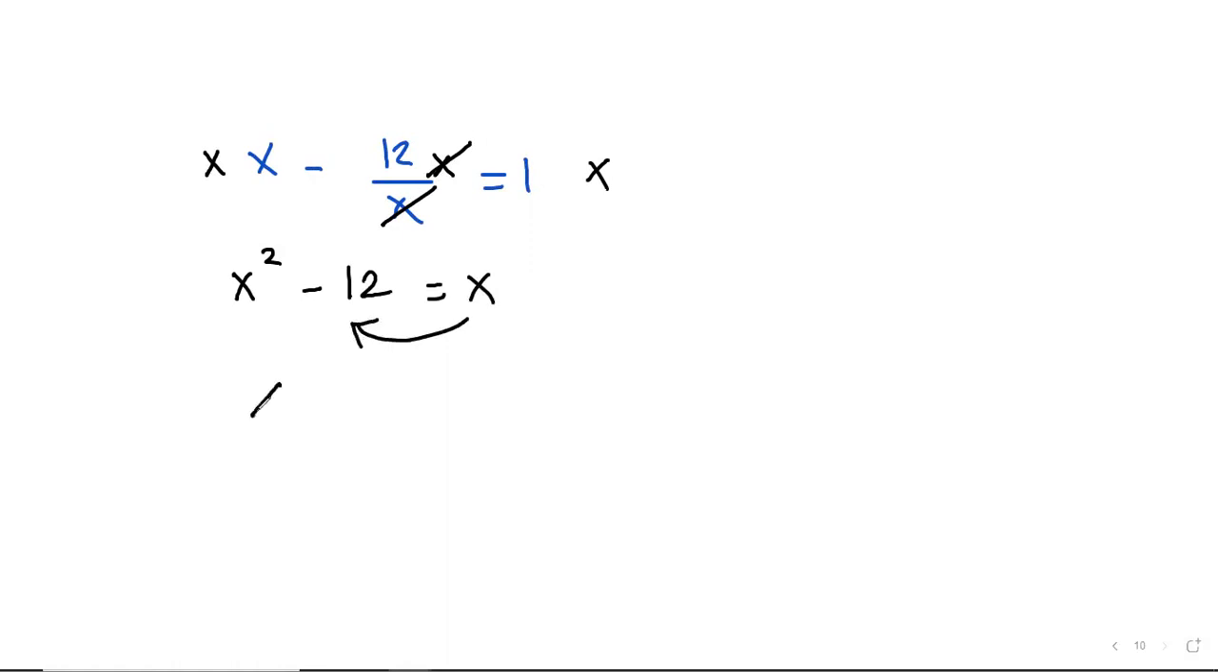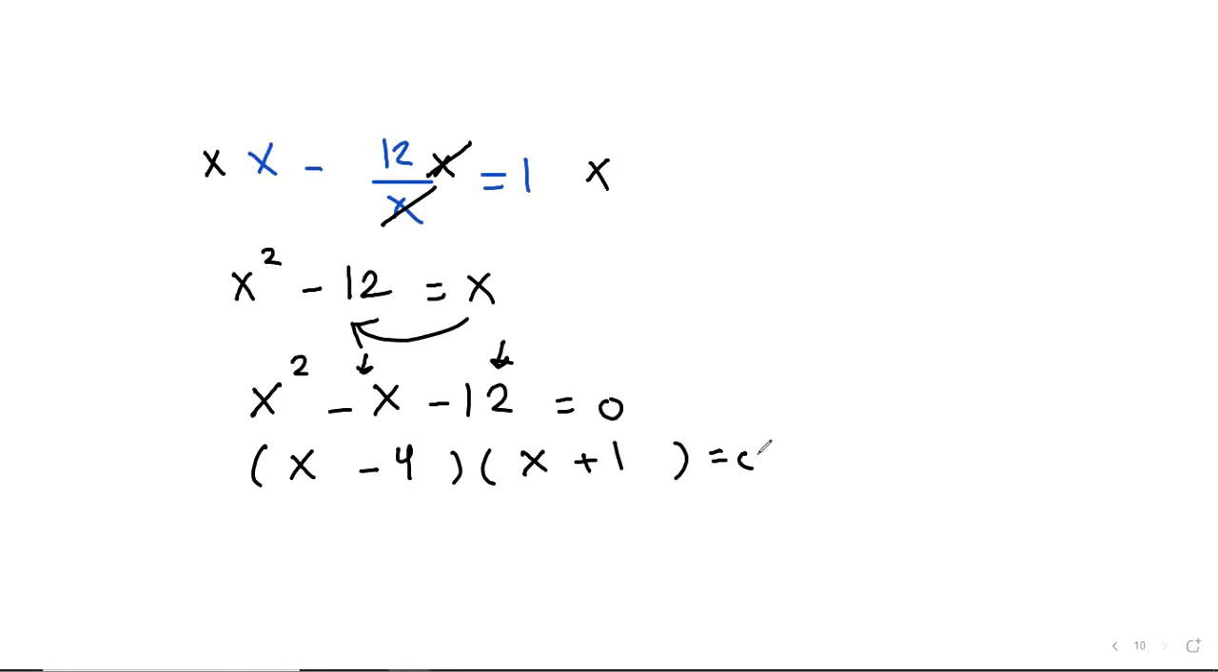Move x to the other side, so x to the power of 2 minus x minus 12 equals 0. Then factorize. We need two numbers whose product is negative 12 and whose sum is negative 1. They are negative 4 and 1. So (x minus 4)(x plus 1) equals 0. From that, x minus 4 equals 0, so x is equal to 4. And here, x plus 1 equals 0. From that, x is equal to negative 1.